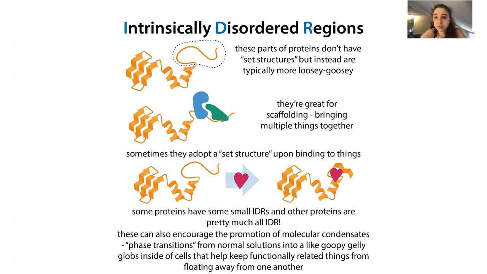And IDRs, well, we have pretty much no idea what they look like, because we don't think they have any set structure, any set shape. They're really loosey-goosey. And so if we try to take a picture of them, they're going to be all over the place. But they're really, really useful and they're really important. And this is why you find them in all sorts of proteins.